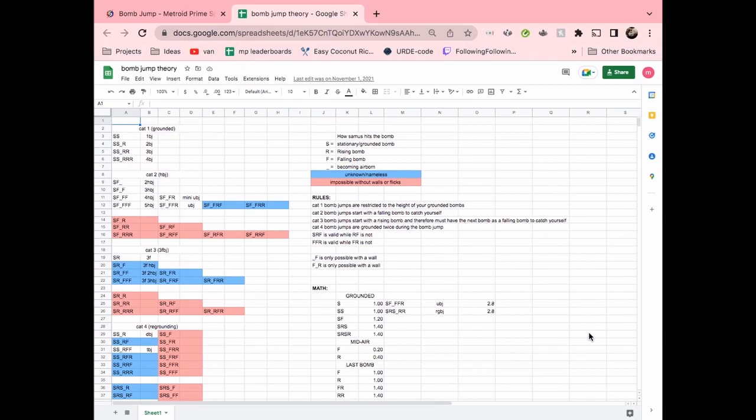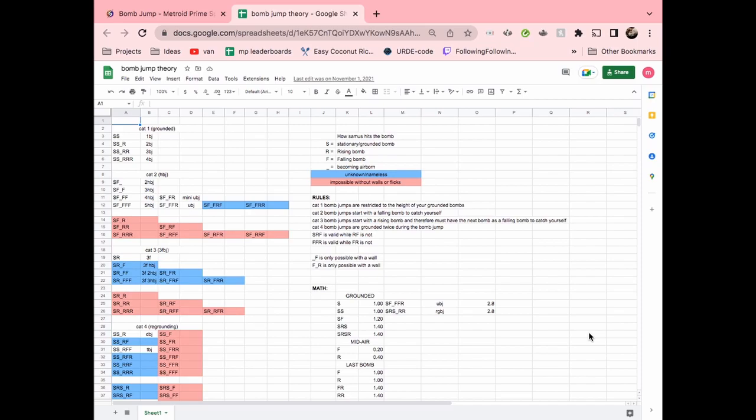Okay, welcome everybody. This is going to be a very theory-based and interesting thought experiment for bomb jumps and how to look at them differently in terms of creativity, timing, permutations, etc.